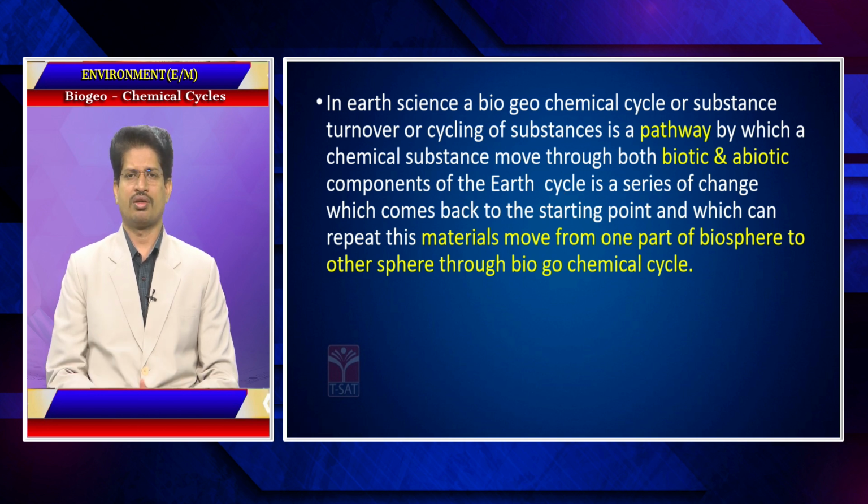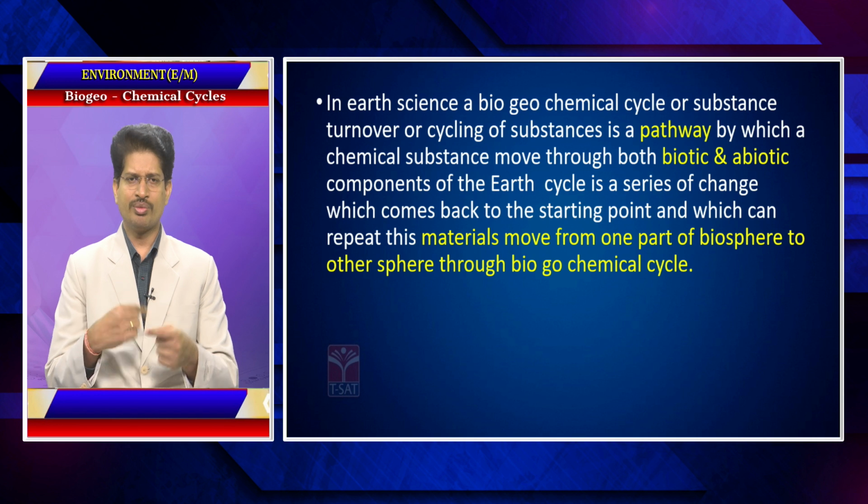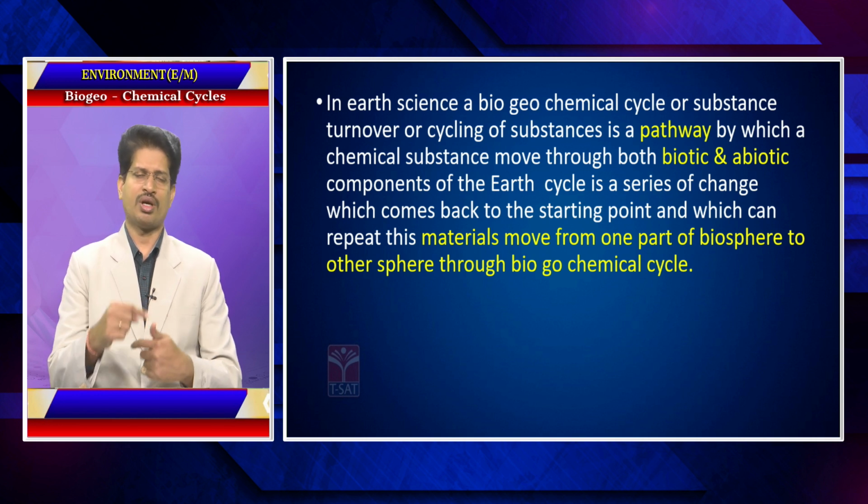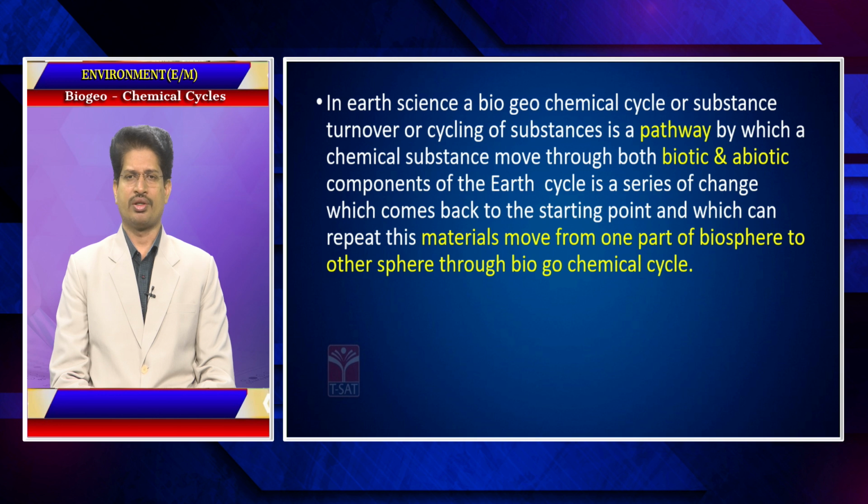So what is a biotic cycle? When it is happening through living beings, it is a biotic cycle. In the absence of living beings, when the cycle of matter is happening, it is abiotic. With the discussion, you will be able to understand different variant biogeochemical cycles, in which material returns to the starting point and can repeat, moving from one place of the biosphere to another sphere.